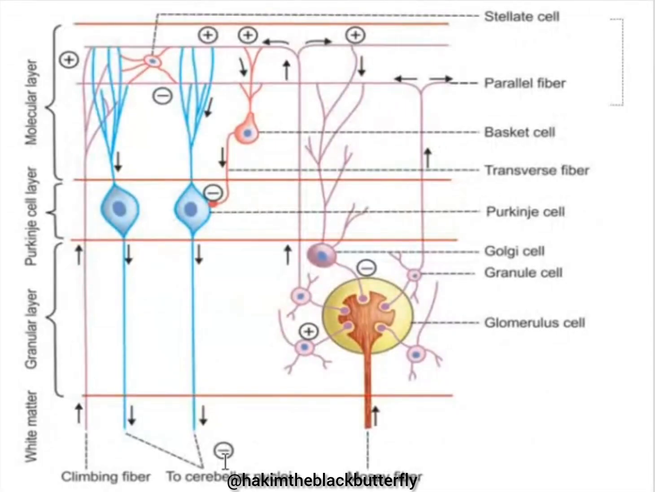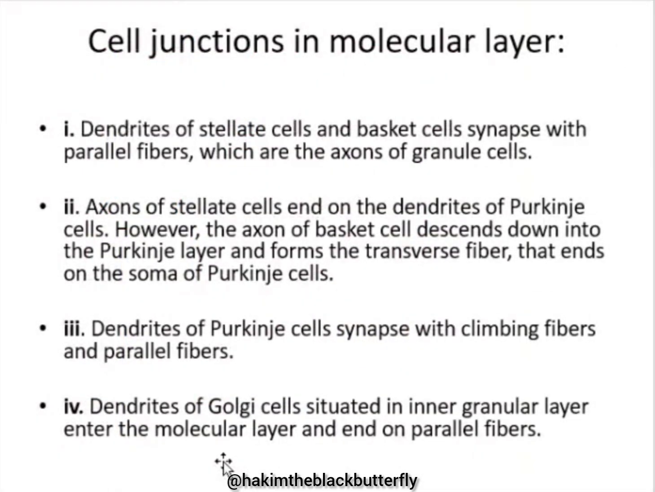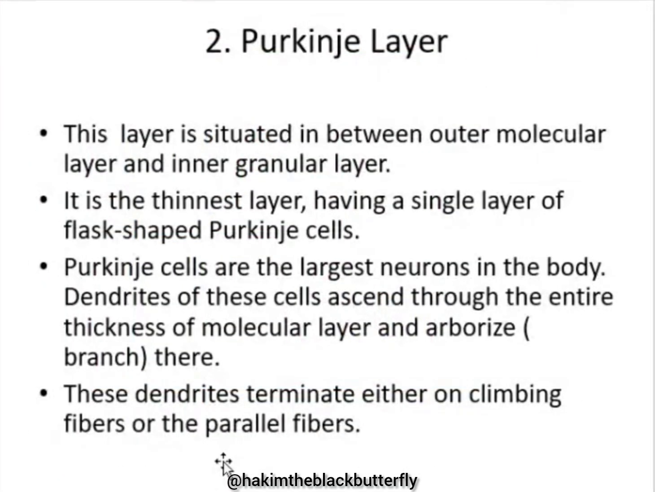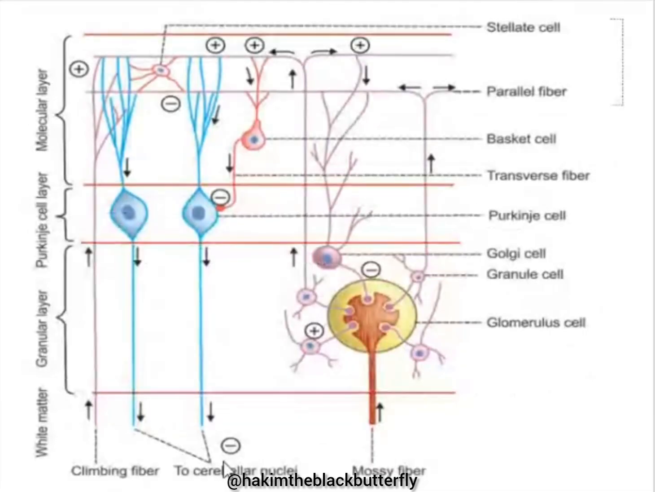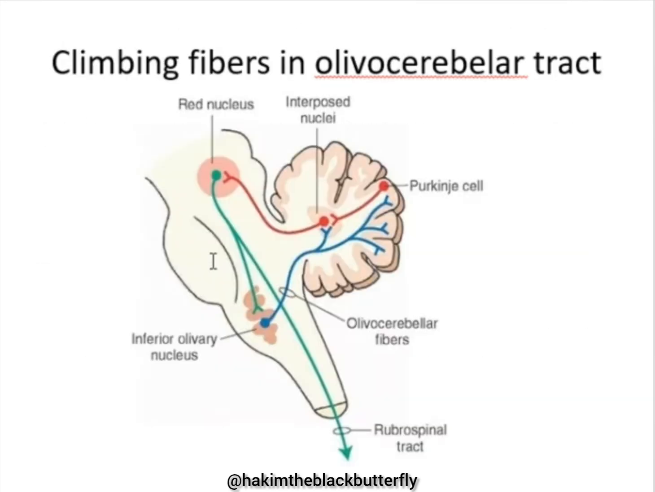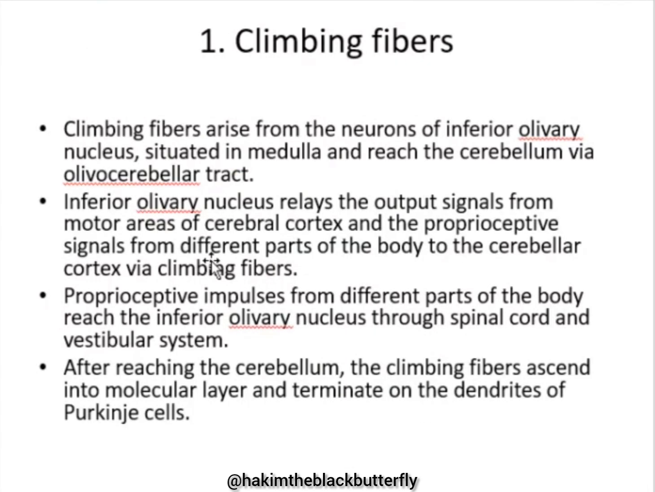I've given you very many notes explaining to you the interconnections within the cerebellar cortex that I've just talked about. Afferent: climbing and mossy. Efferent: axons of Purkinje cells.